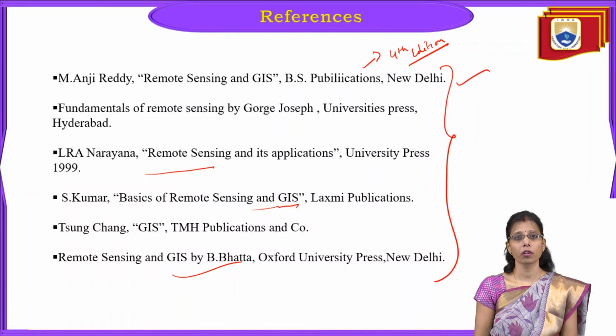I hope you understood about energy interactions with the Earth surface feature. Earth surface features are a target for passive remote sensing. When the energy interacts with the Earth surface, it either reflects, absorbs, or transmits. These three things will happen when the energy interacts with the Earth surface feature. In the previous lecture, we saw that when the energy interacts with the atmosphere, scattering and absorption mechanisms take place. So these are the things that happen on the Earth surface and in the atmosphere.